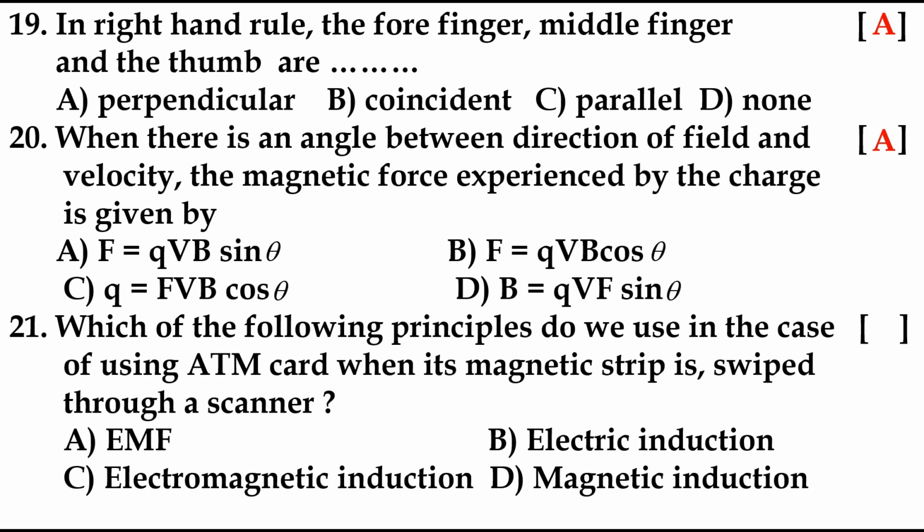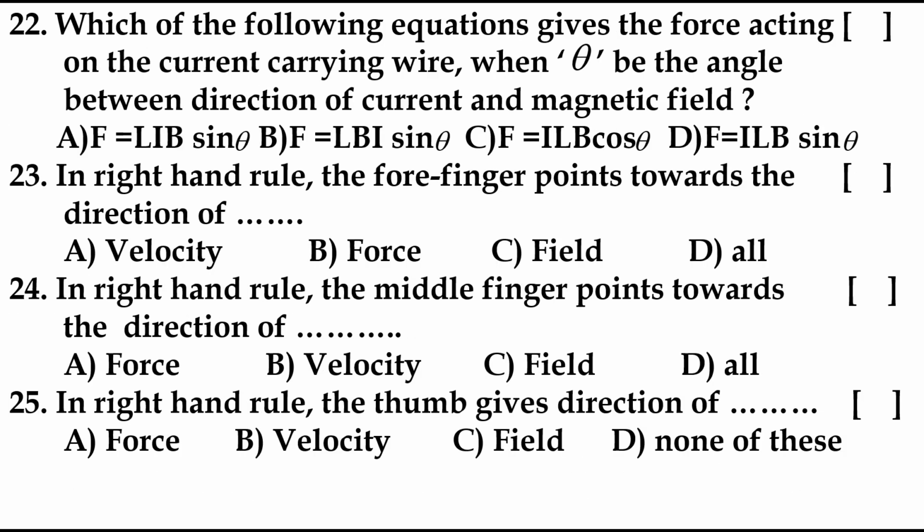21. Which of the following principle do we use in the case of using ATM card when its magnetic strip is swiped through a scanner? A. EMF. B. Electric induction. C. Electromagnetic induction. D. Magnetic induction. Answer is option C. That is electromagnetic induction.